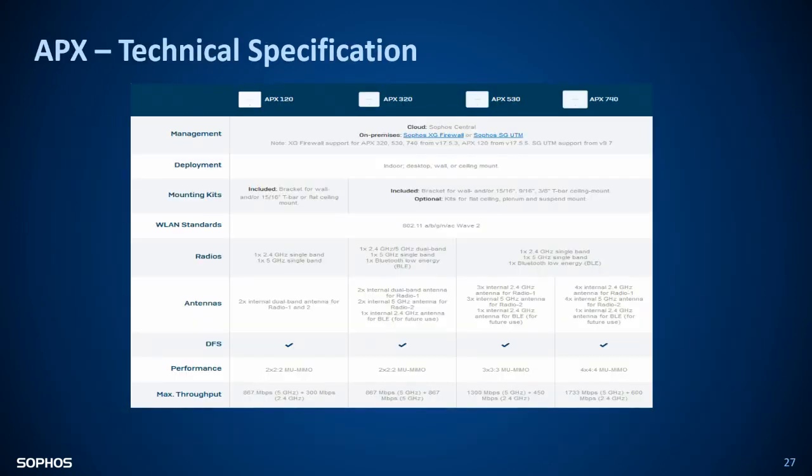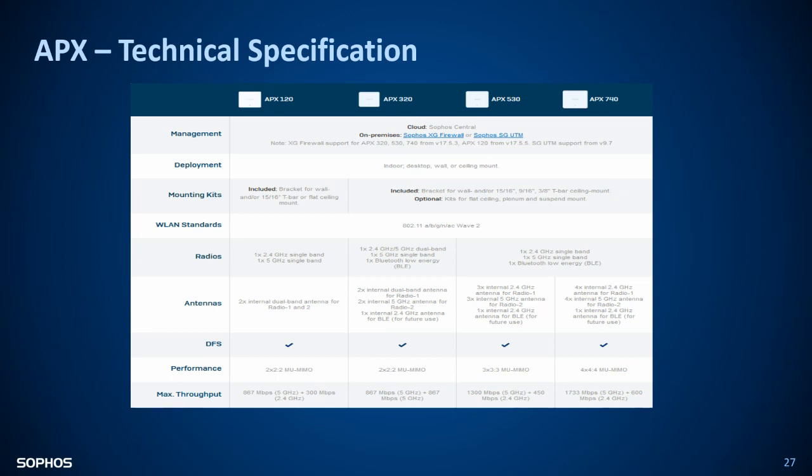Right, so let's take a look at some of the APX technical specifications. The APX series supports 802.11 a/b/g/n and ac Wave 2 standards. Management of these APs can be configured on Sophos Central, XG Firewall, or SG UTM.